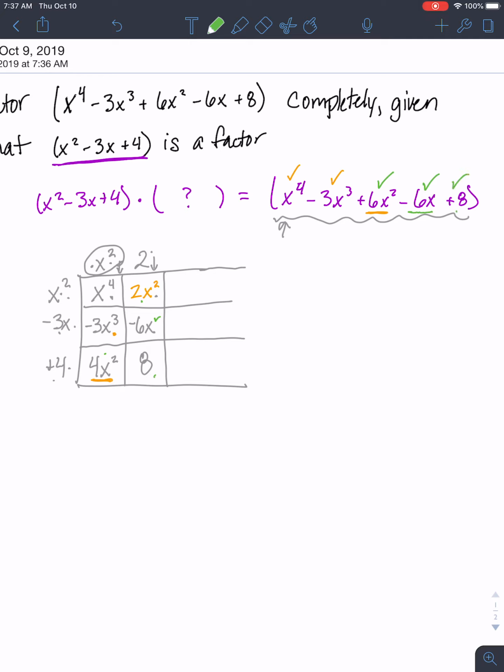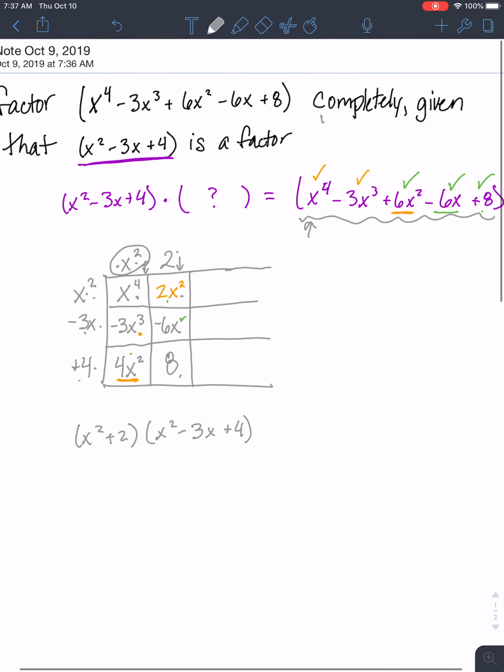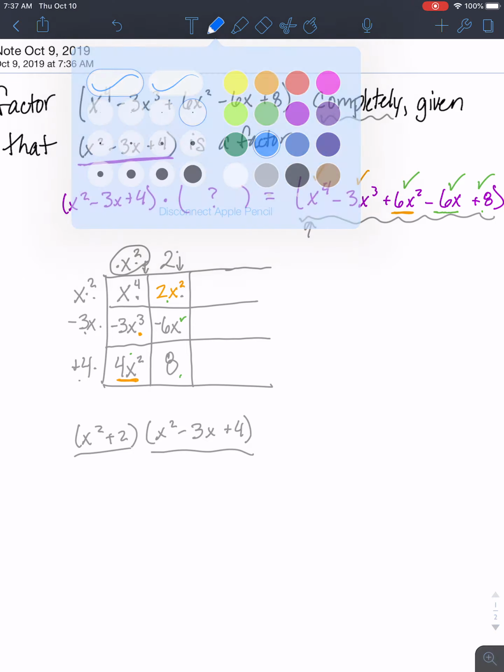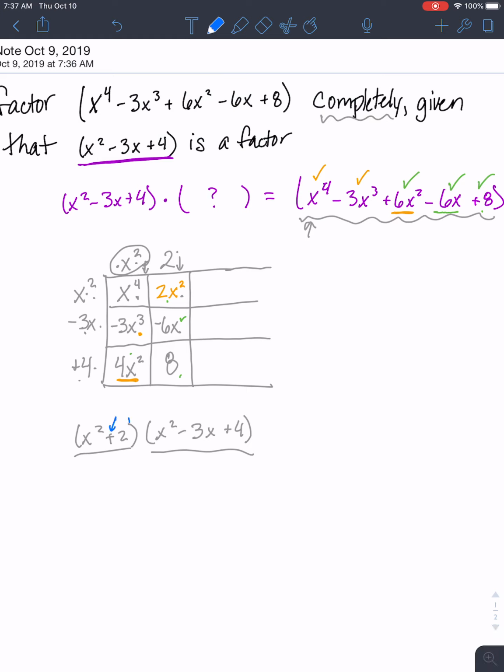So I am good. What that means is that x squared plus 2 times x squared minus 3x plus 4 are the factors of this polynomial. Now, it says factor completely. So I'm going to do one more double check that neither of these two factors that I found can factor any further. x squared plus 2 looks similar to some of our difference of squares polynomials, but it's not a difference. It's an addition, so we are done there, so this one's good.